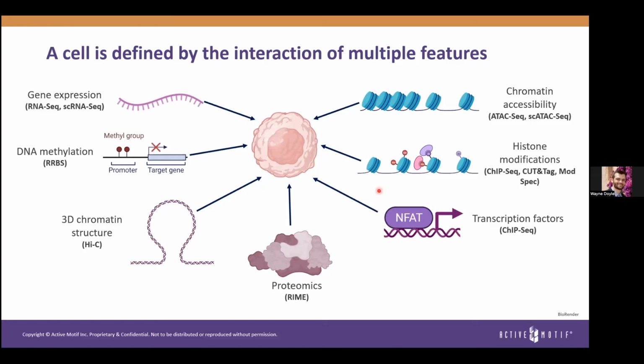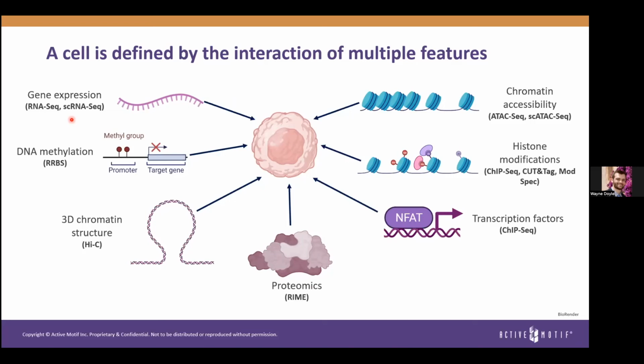If we look at these assays, they provide different information. By doing RNA sequencing or single-cell RNA-Seq, you can look at gene expression and get an idea of what the cell is currently doing. You can do RBS to look at methylation. You can get an idea of chromatin accessibility and chromatin conformation, the 3D structure of the genome, with a combination of Hi-C or ATAC-Seq. You can also look at histone marks and transcription factors, as well as proteins.